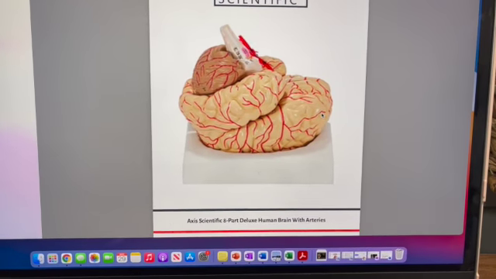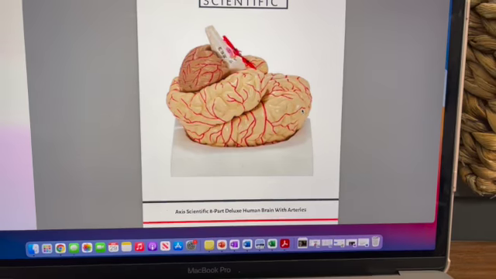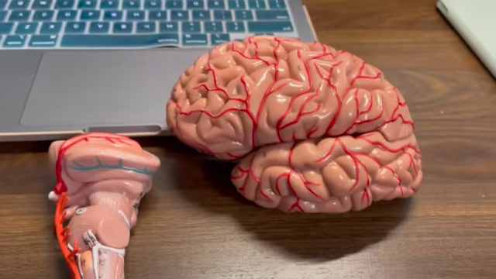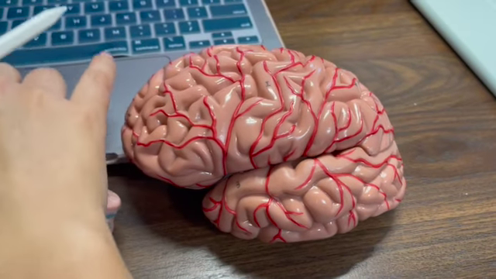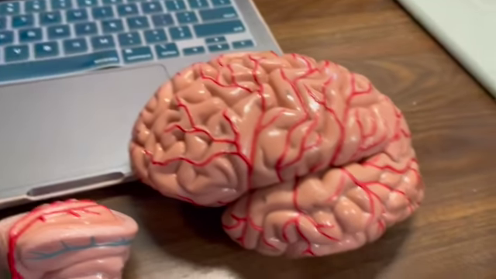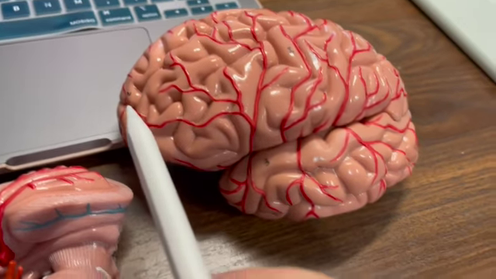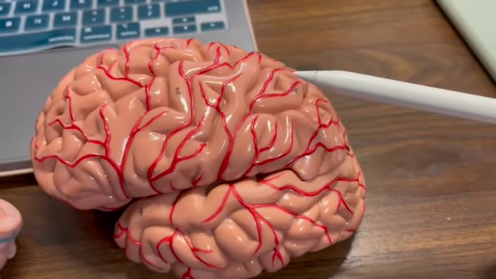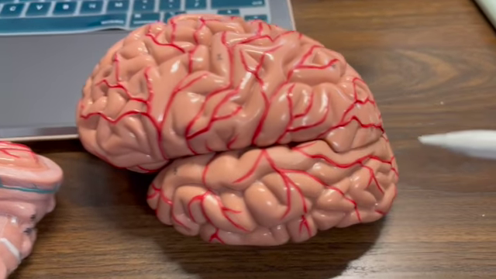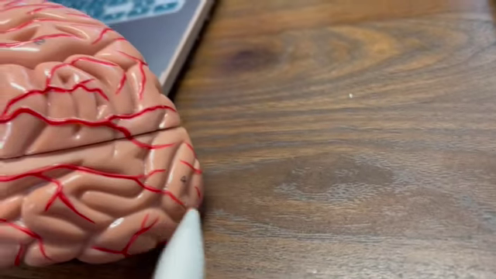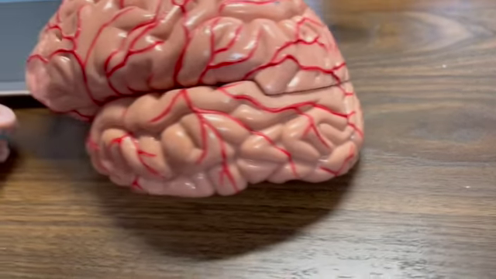Okay, so we're gonna go over the deluxe human brain with arteries, which is this guy right here. Number one, let me scroll down. Number one is the frontal lobe. 2 is our parietal lobe, so they're right there. 3 is going to be the temporal, and 4 is back here with occipital, also stuff we've already seen.